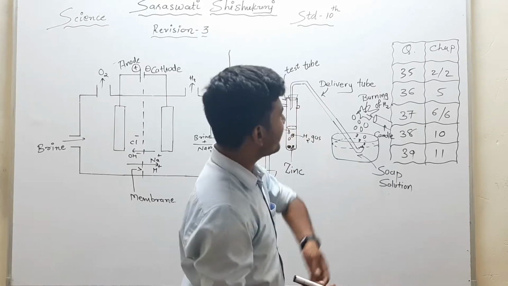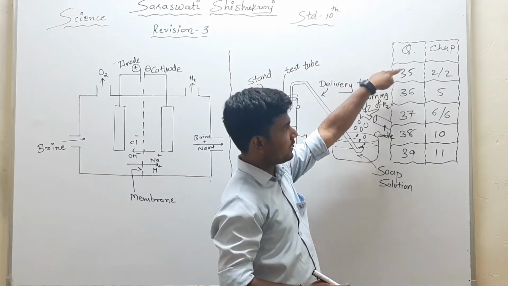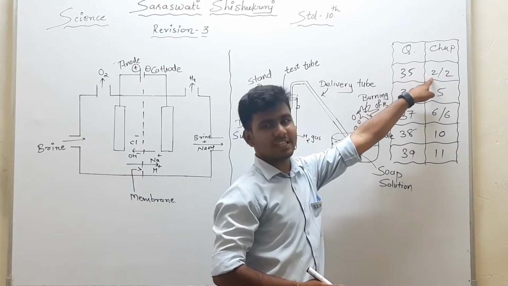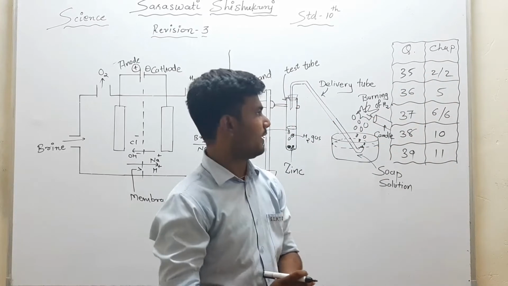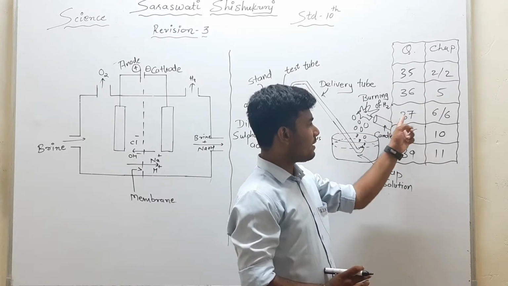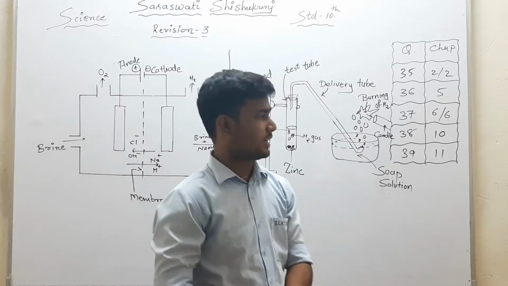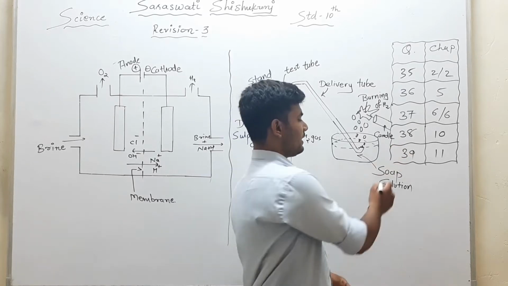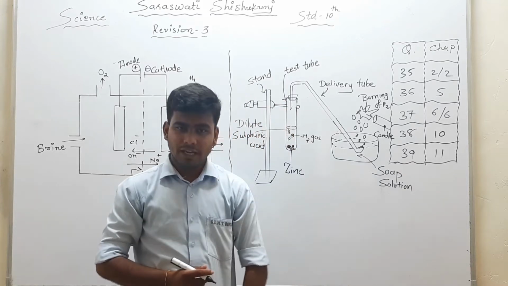Now here, according to our blueprint, question number 35 will be from the second chapter, and the alternative question will also be from the second chapter. Question 36 will be from chapter number 5. Question 37 will be from chapter number 6, and the alternative question will also be from chapter number 6. Question 38 will be from chapter number 10, and question 39 will be from chapter number 11.